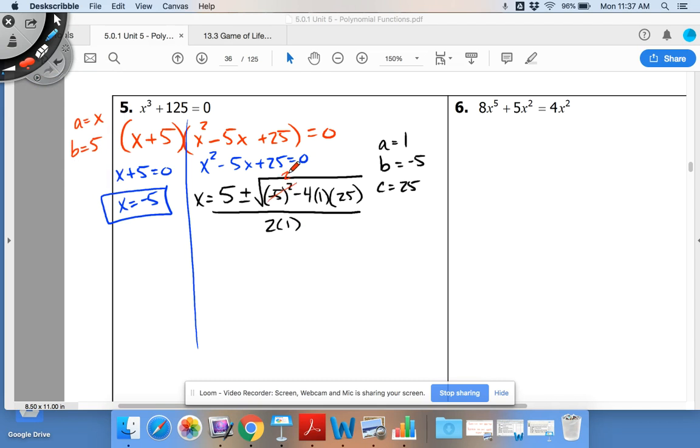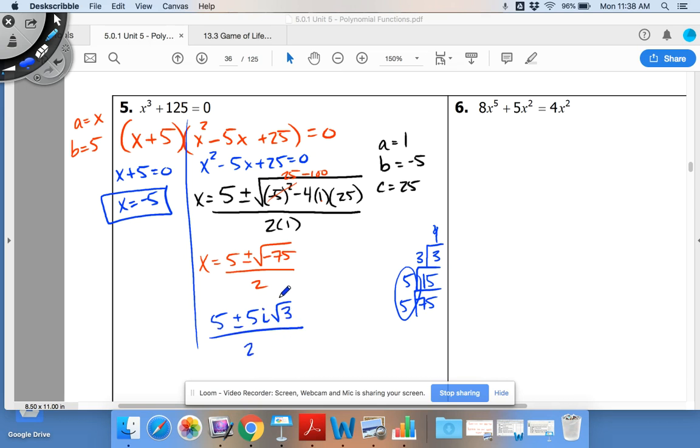So I'm going to start by simplifying underneath my radical. So negative 5 squared would be 25. Negative 4 times 1 times 25 is negative 100. So it would give me 5 plus or minus the square root of negative 75 over 2. So I know that I can't have a negative underneath, so I know I'm going to have an i come out. But I'm also going to take a second and birthday cake 75. So 5 goes into that 15 times. 5 goes into that 3 times. And so I see that I could simplify that. So it would become 5 plus or minus 5i times the square root of 3 over 2. And so that is our other answer.